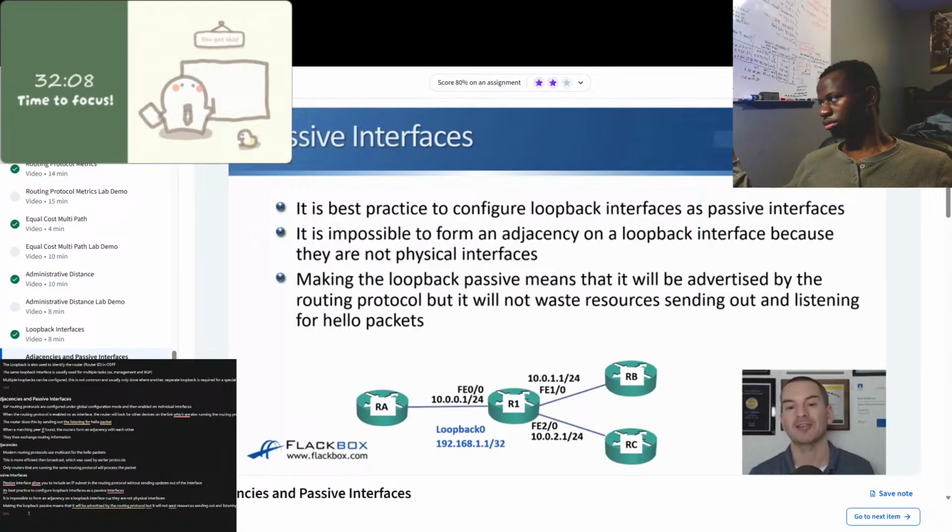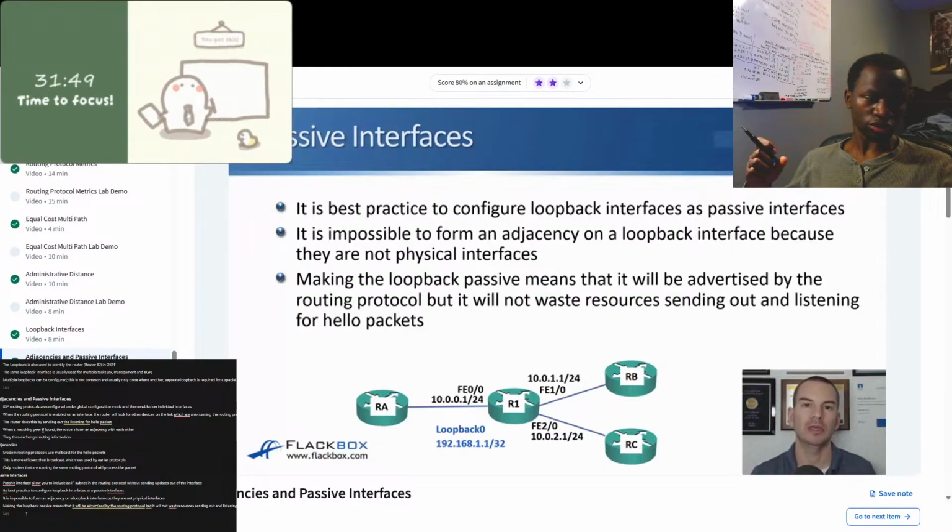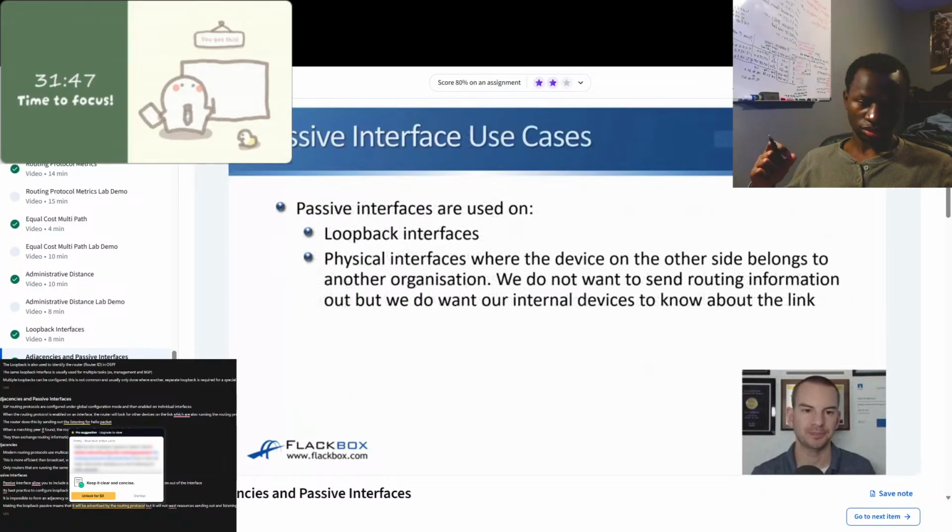Making the loopback passive means that it will be advertised by the routing protocol. So we want to do that. We want other routers to learn how to get to the loopback, but we don't want to waste resources sending out and listening for hello packets when we know that there's never going to be another router connected in on that link. So this makes things more efficient. Always make your loopbacks a passive interface.